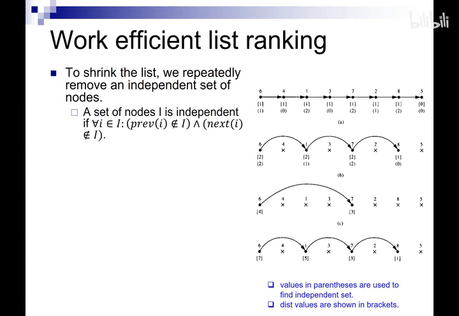A set of nodes I is going to be independent if we don't have consecutive nodes both being in this independent set. So this means that if a node little i is in this independent set, then the previous node cannot also be in the set, and also the next node from i cannot be in the set. So this way, all of these independent nodes are not pointing at each other. They're not touching each other.